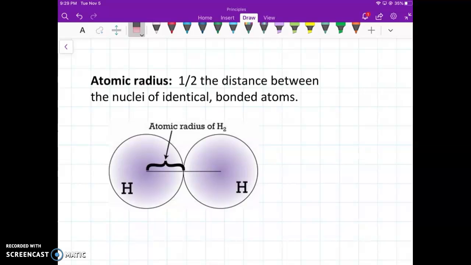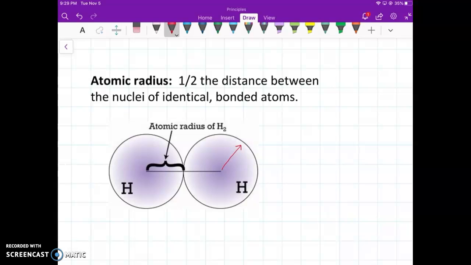And the reason that we have to have such a complicated sounding definition is because it's very difficult to measure the radius of something that is a cloud. An atom kind of has this fuzzy edge where the electrons are hanging out, and it's hard to tell where it ends.